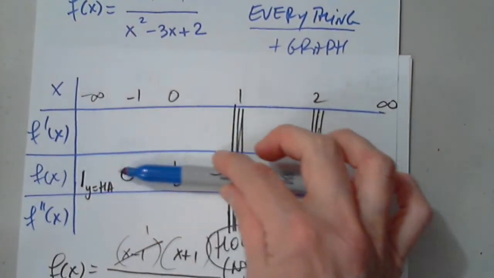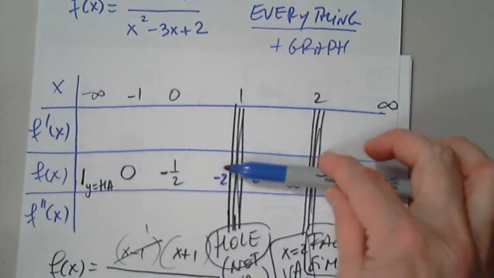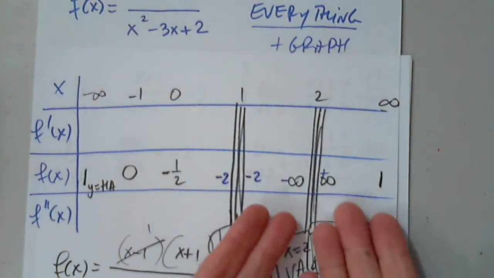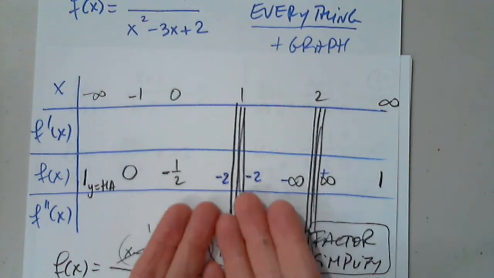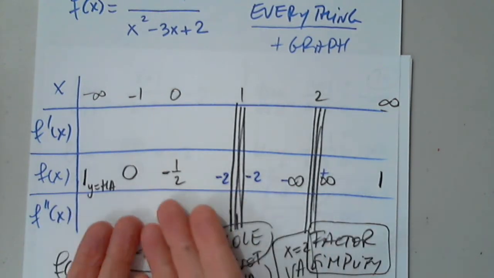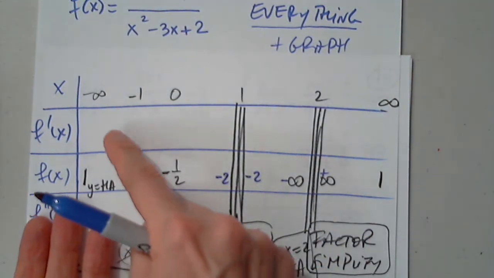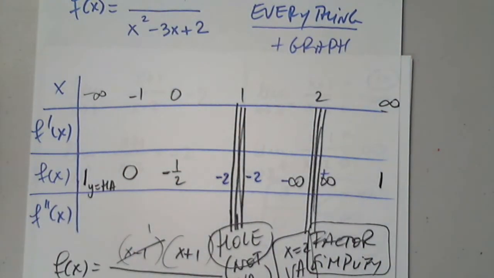We exhausted the function. There is nothing else I can find out. I have limits at infinities. I have limits left and right of the asymptotes. I have the hole. I have the x and y intercepts. I exhausted the function. It's done. Now I can move on to the first derivative.